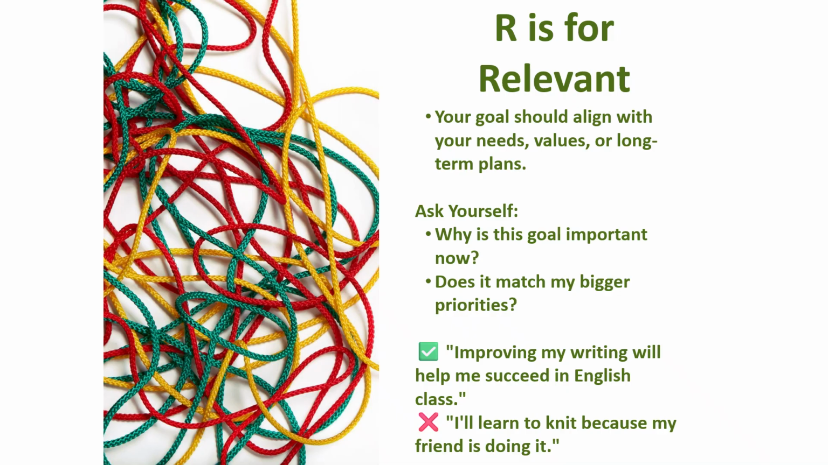For example, you might decide that improving your writing skills will help you succeed in writing class or English class. That's relevant. On the other hand, learning to knit just because your friend is doing it might not align with your immediate priorities or your values. Remember, relevance ensures that your goals have personal significance and are worth your time and effort. Now we'll explore T, which is for time bound, which is about setting deadlines to maintain positive momentum.